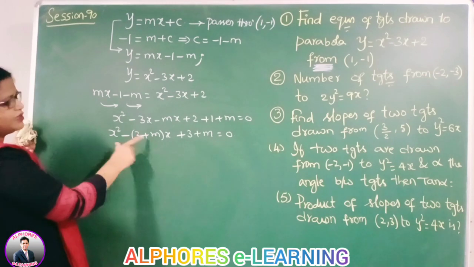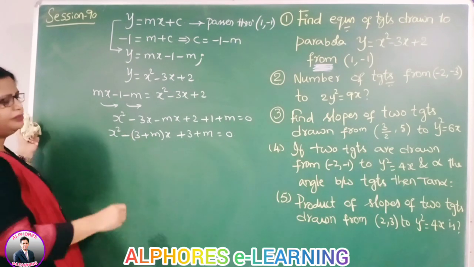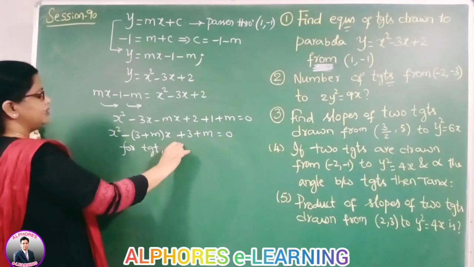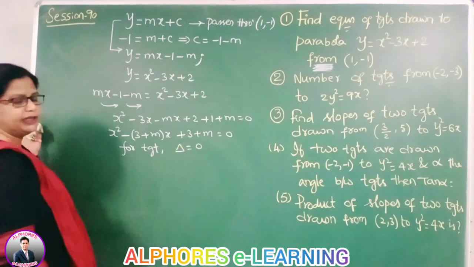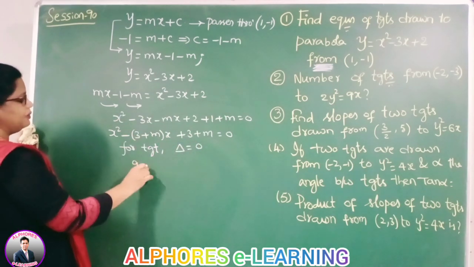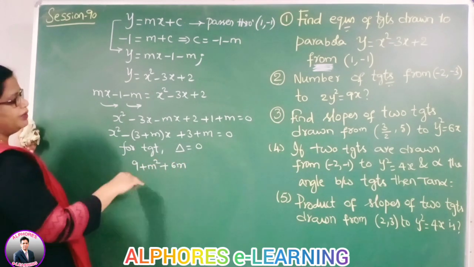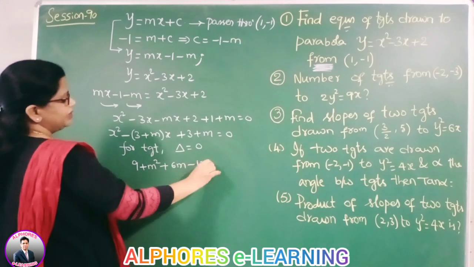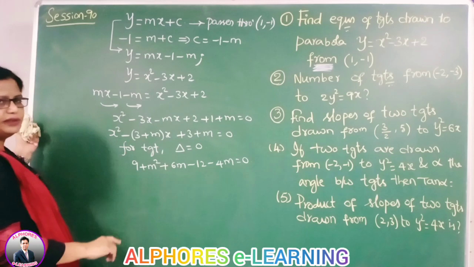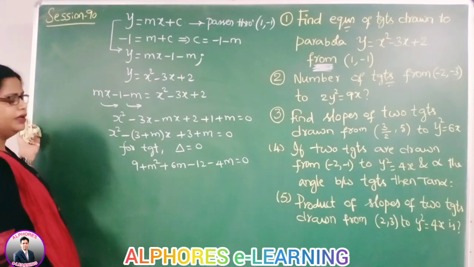Now our interest is about the tangent. For a tangent the discriminant has to be 0. So for tangent, the discriminant value is 0. The discriminant is b square minus 4ac, where b square is 9 plus m square plus 6m, and minus 12 minus 4m. This is equal to 0. We have equated the discriminant value to 0 because our interest is on the tangent.